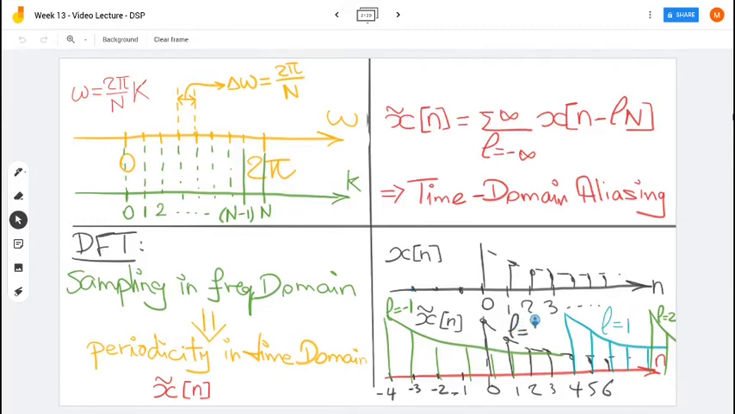And this goes from minus infinity to positive infinity. And now we can see that there is sort of overlap between samples. So we have green samples from l equal to minus 1 here in the black interval. And we have samples from this black cycle into the green one, and so on. This is called time domain aliasing. Again, don't worry so much about this part.